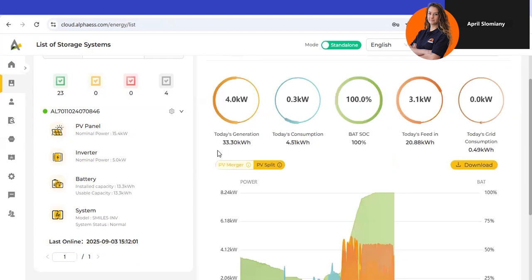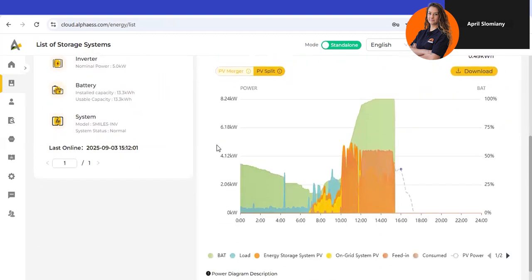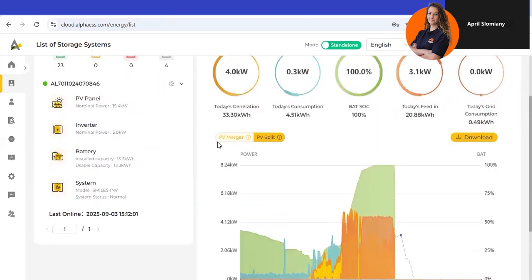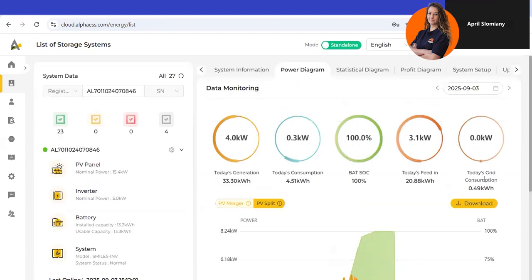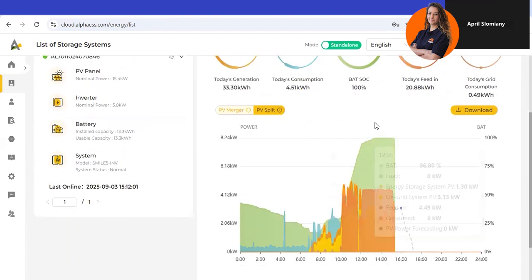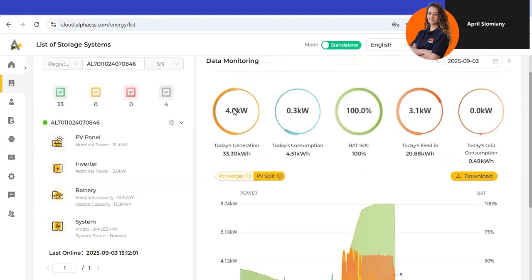Coming across to the first panel here is your power diagram. So this is probably the most useful page on the web interface. This shows you an overview of everything that your system is doing, including your generation, your consumption, your battery state of charge, how much you fed into the grid, and any grid consumption if that has occurred. The numbers within the circles are your real-time performance, so what your system is doing at this second. The numbers below are your cumulative totals for the entire day.